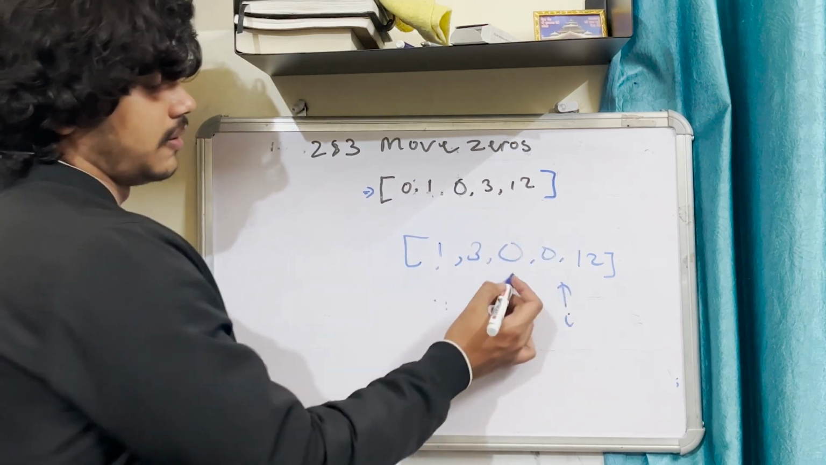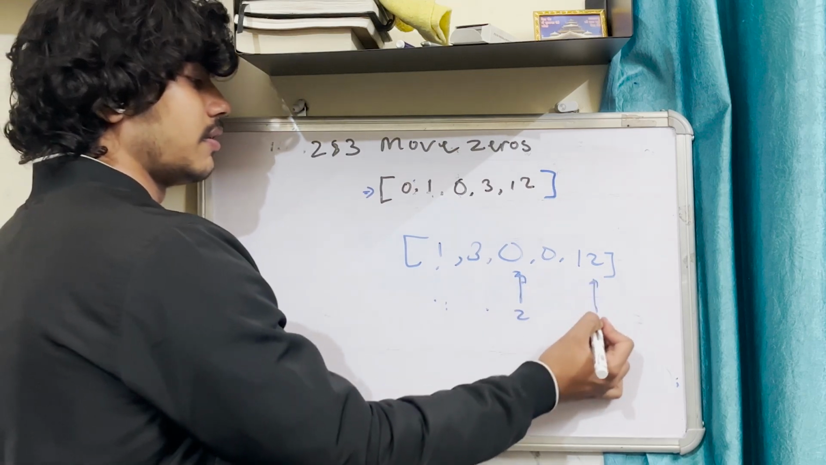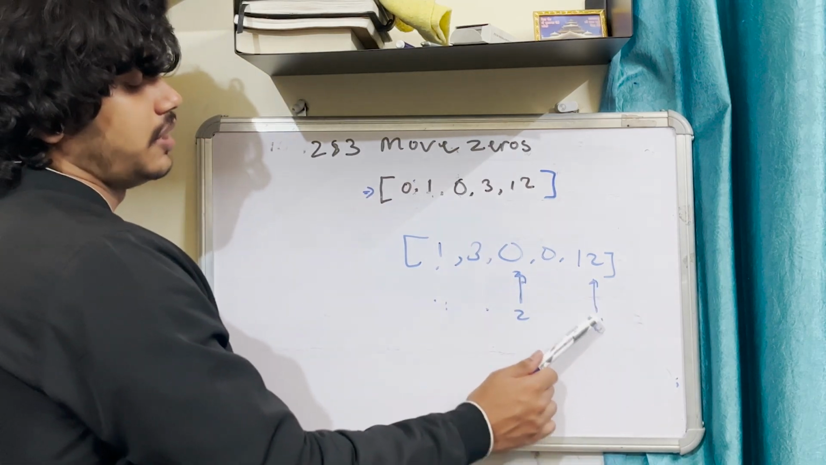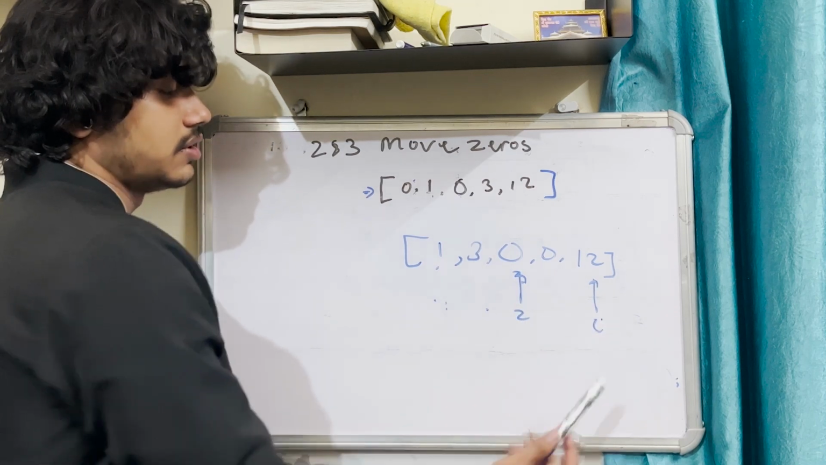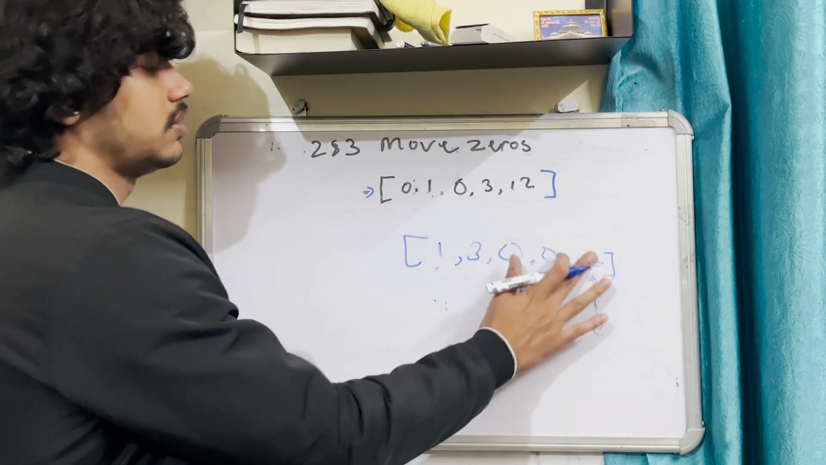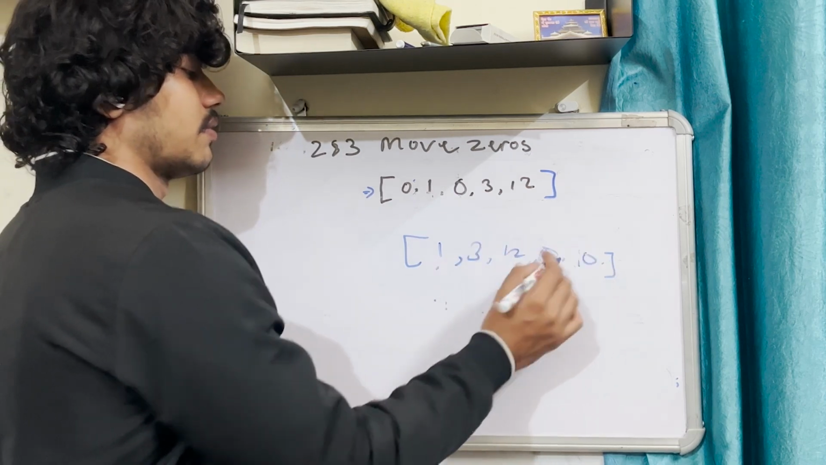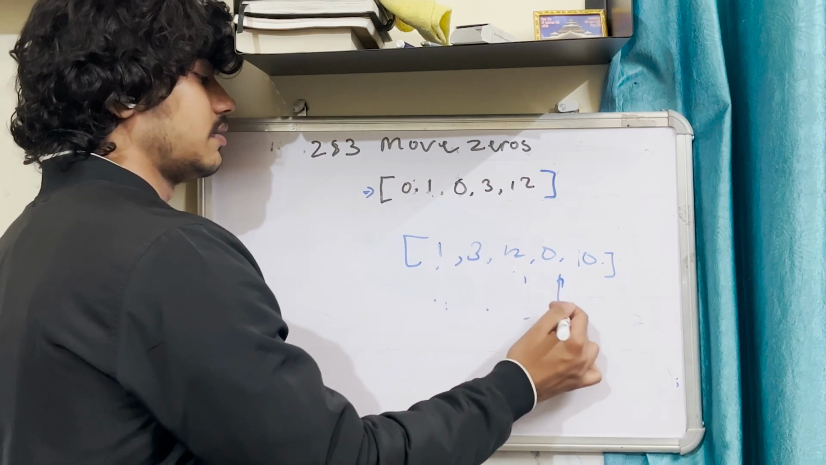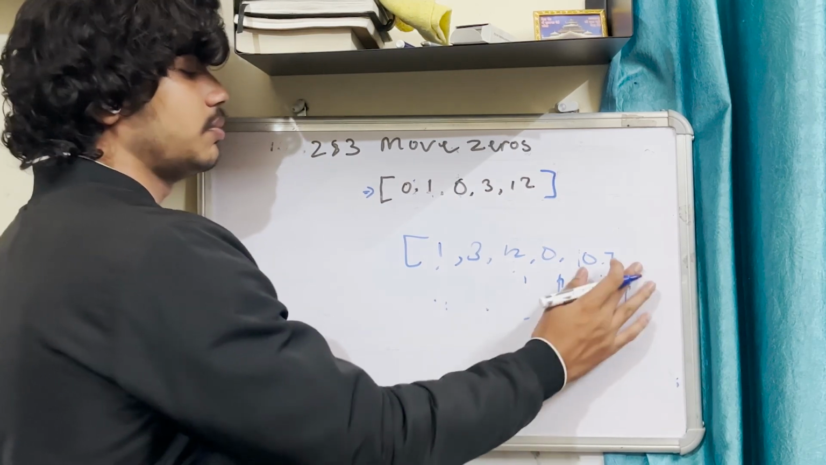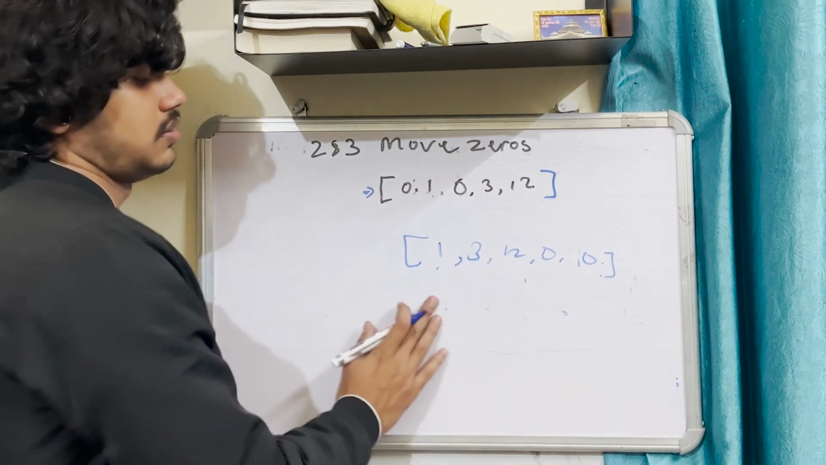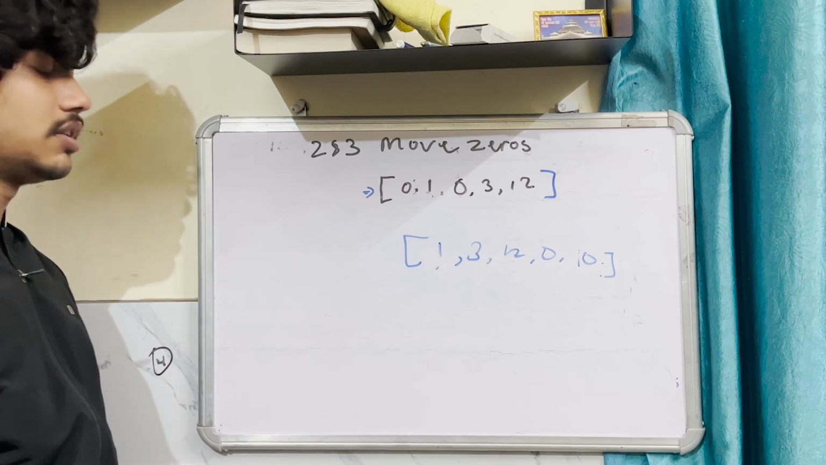Update your z and move i next. You can see i is pointing to the next non-zero element after the z position. So again you swap these two, update z here, and i will come here, go out of the loop and it will exit. The code was pretty simple, but the thing was how to come up with the solution.